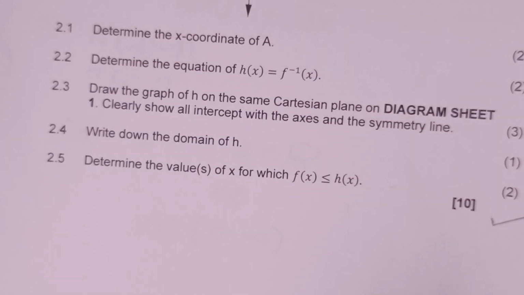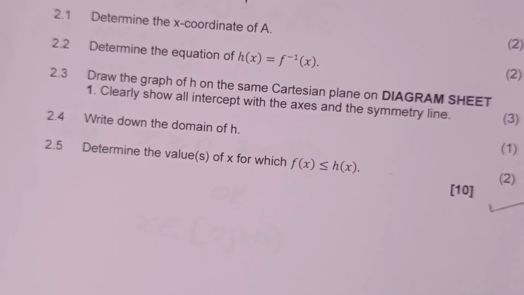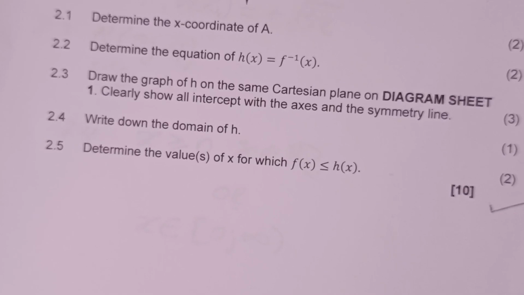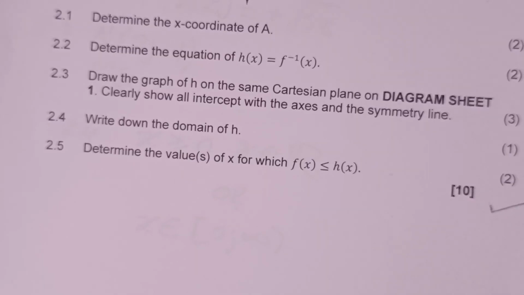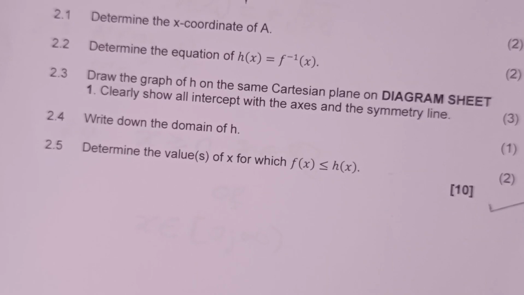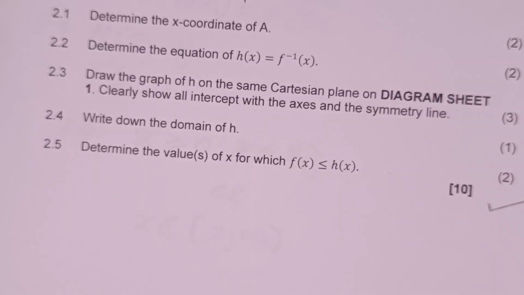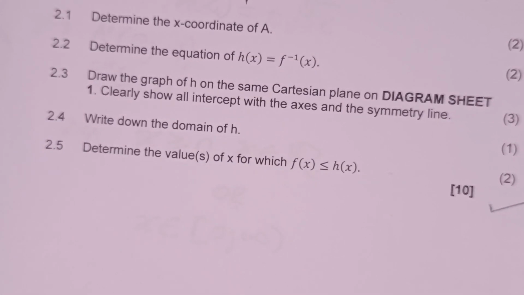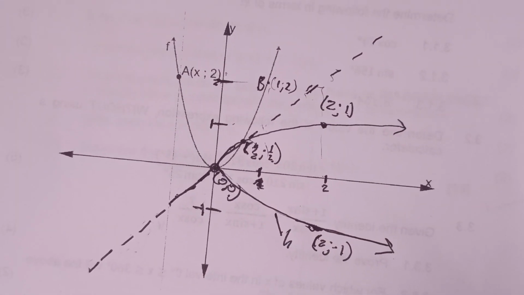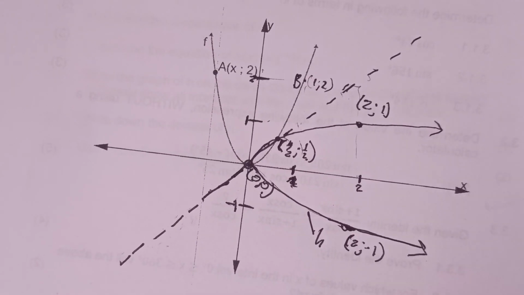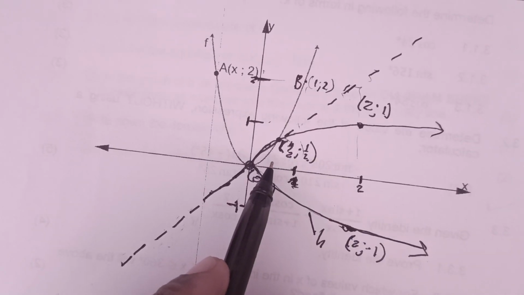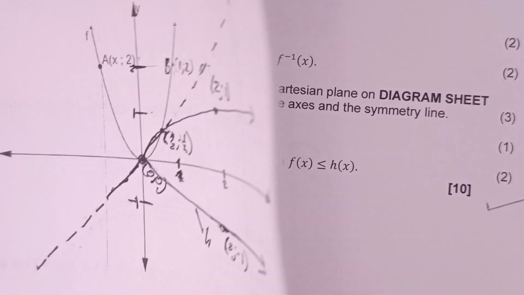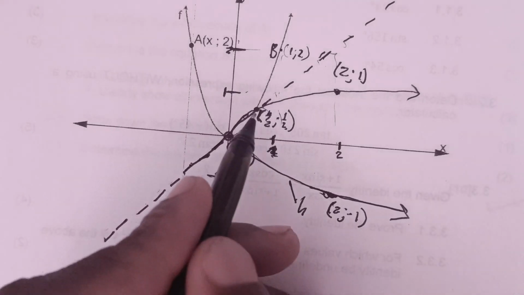The next question is 2.5: determine the value or values of x for which, and it's only 2 marks, f of x is less than h of x. When it's 2 marks, you need to look from the graph. Let's look into the graph. When do you see f of x being less than h of x, it should always be below h of x.